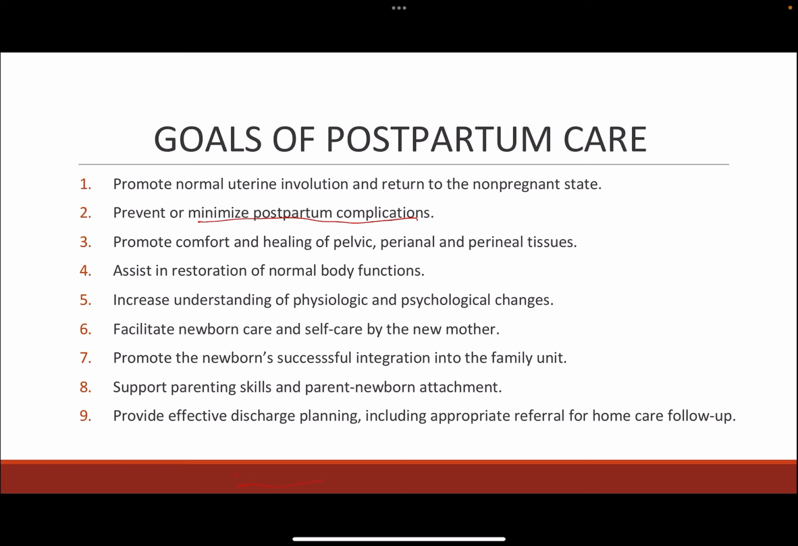increase understanding of physiologic and psychological changes, facilitate newborn care and self-care by the new mother, and also promote the newborn's successful integration into the family unit. We also have to support parenting skills and parent-newborn attachment, and provide effective discharge planning, including appropriate referral for home care follow-up.